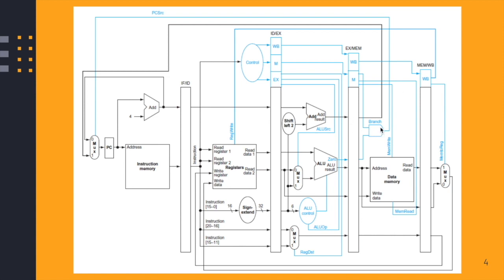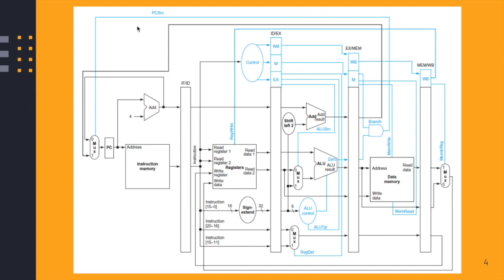Also, as you can see, the ANDing of the branch signal with the 0 flag will result in a control signal called the PC source. And this PC source is not generated from the control unit. It is generated from ANDing the branch signal with the 0 flag.